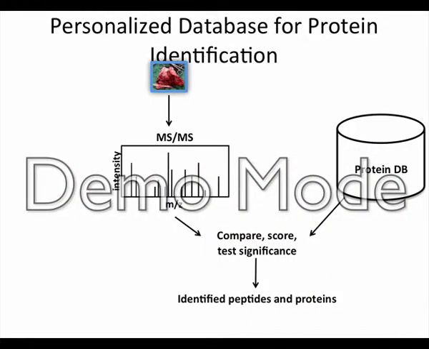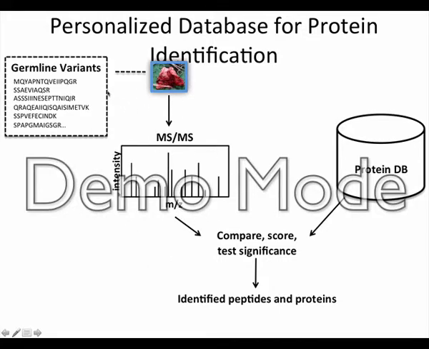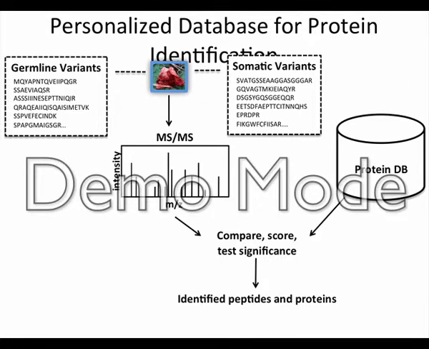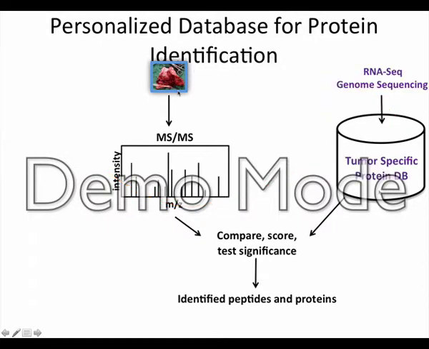So what we would do is we would have our tumor sample, which we would do high-throughput MSMS, and we would use the germline and the somatic variants within that sample and throw those into our database, right? So that we would not only find the proteins that are annotated at the reference level, but also find tumor-specific and patient-specific peptides based on the germline and somatic variants within that sample.